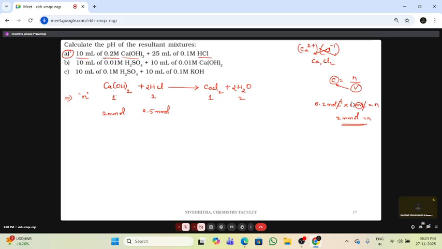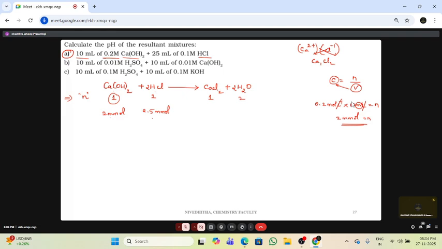The quantity of calcium hydroxide required is half the quantity of HCl, or the quantity of HCl required is 2 times the quantity of calcium hydroxide. That is the relationship between calcium hydroxide and HCl. Here, calcium hydroxide taken is 2 millimole. So how much HCl do we require for complete neutralization? 2 times the calcium hydroxide quantity, right? So since it is 2 millimole, HCl required is 4 millimole, but actually we have just 2.5 millimole, right?